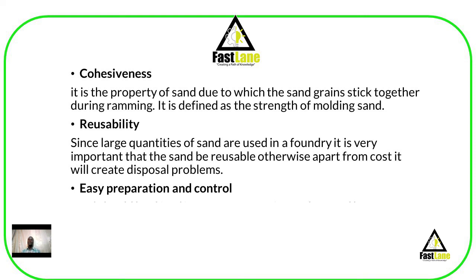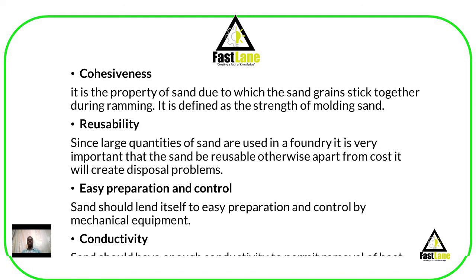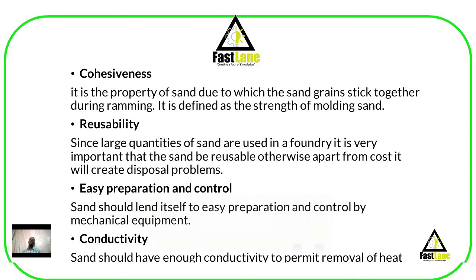Then another property can be easy preparation and control. Our molding sand should be easily prepared. So the sand should lend itself to easy preparation and control by mechanical equipment. It should permit use of machines during its preparation. Then we have another property, which is conductivity. Of course, sand should have enough conductivity in order to permit removal of heat, because if we remain with heat, we are going to face shrinkage problems. But if we have good conductivity of the molding sand, that means we ensure there is easy escape of heat from these castings.